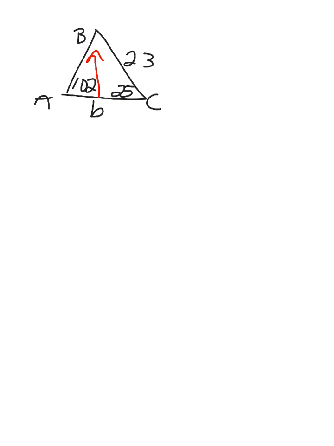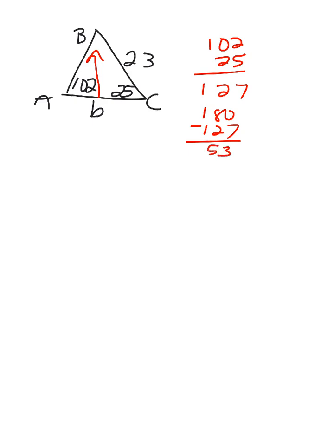I know the angles have to add up to 180 in a triangle. So I have 102 and 25, which is 127. Subtract that from 180. So angle B comes out to be 53 degrees. So angle B is 53.